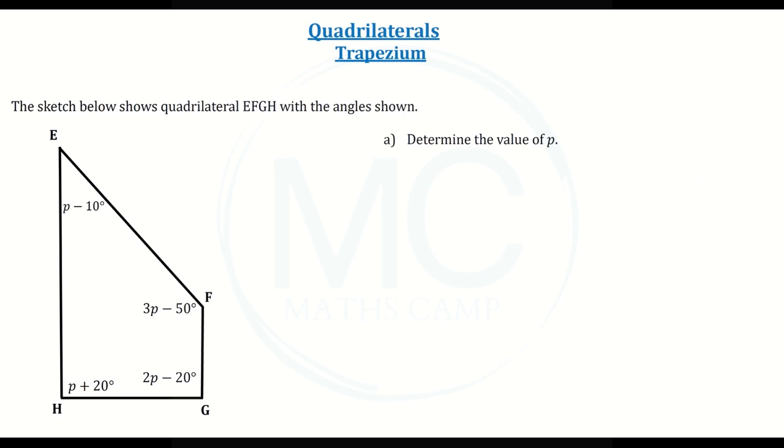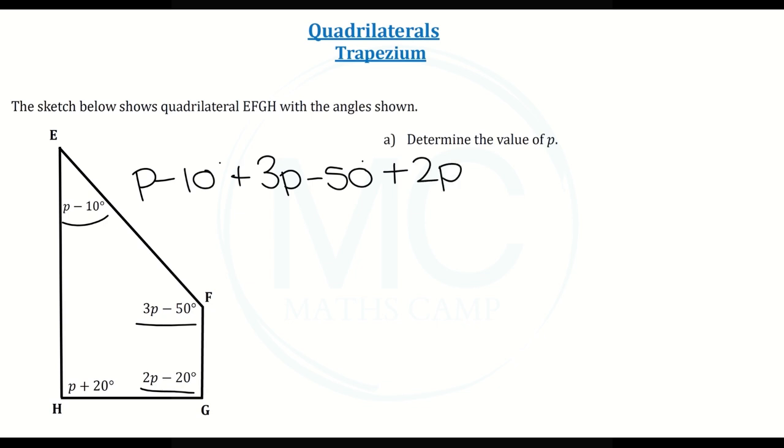So we can see that angle E is P minus 10. So we say P minus 10 degrees. Angle F, 3P minus 50. So we say plus 3P minus 50 degrees. Angle G, 2P minus 20. So we say plus 2P minus 20 degrees. And angle H, P plus 20. So we say plus P plus 20 degrees. And we make this equal to 360 degrees.